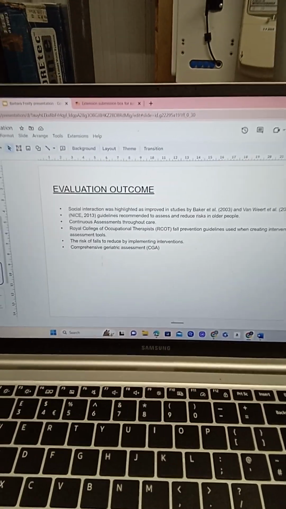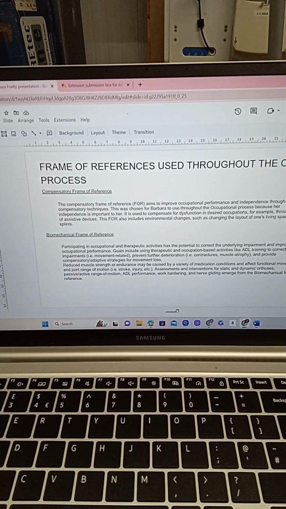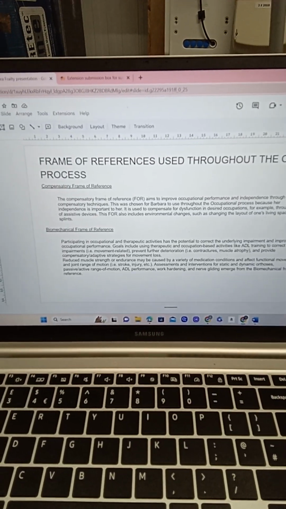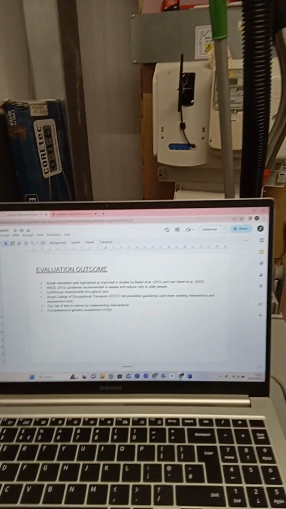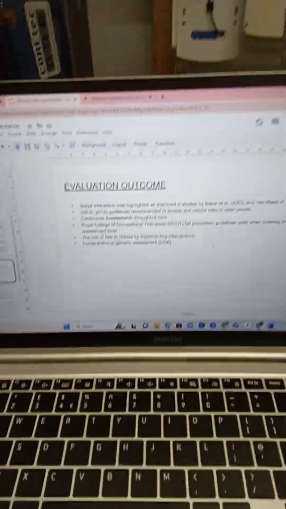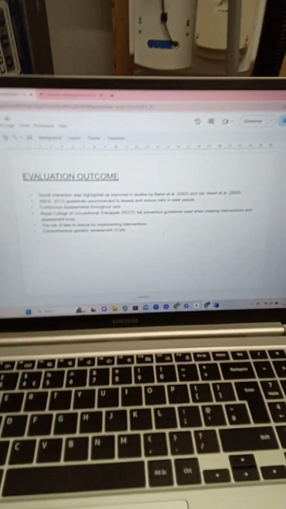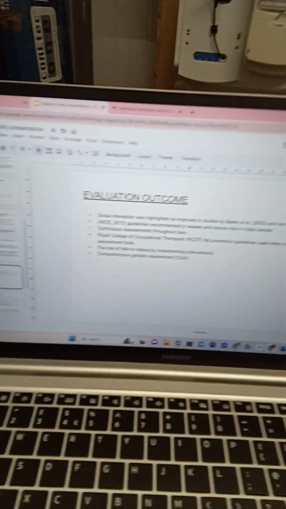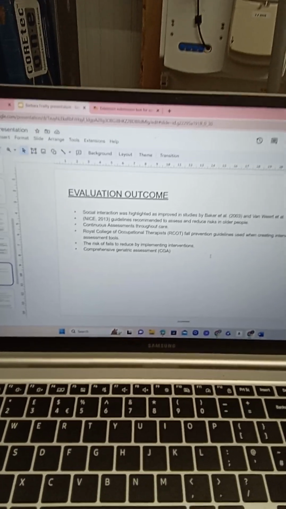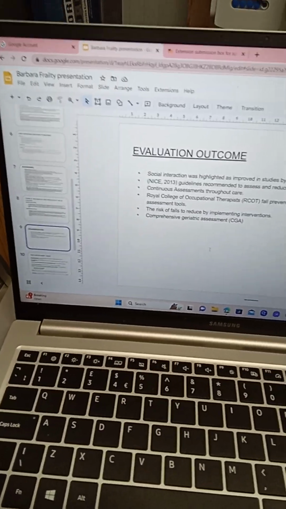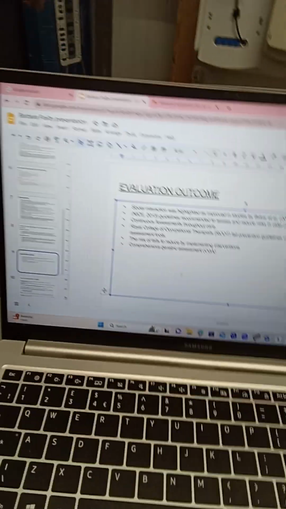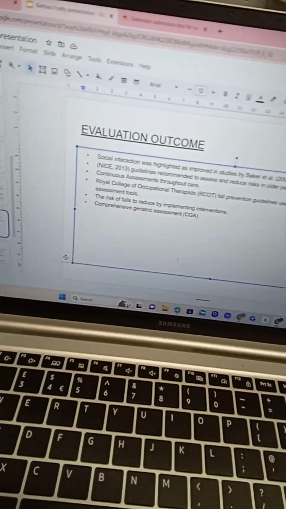So the evaluation outcome, let me just double check there's nothing there. So I've said that we've highlighted social interaction, which has been improved by studies. We've done that from the goals. We've looked at the NICE guidelines recommended to assess and reduce risks in older people. We've looked at continuously using assessments throughout. So one of those can be the comprehensive geriatric assessment.